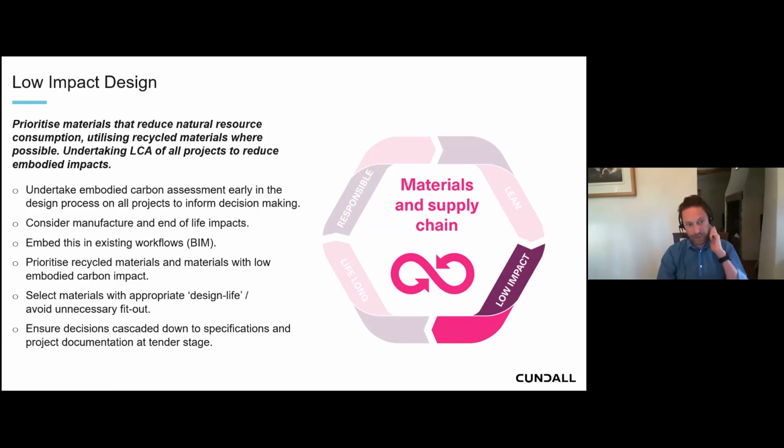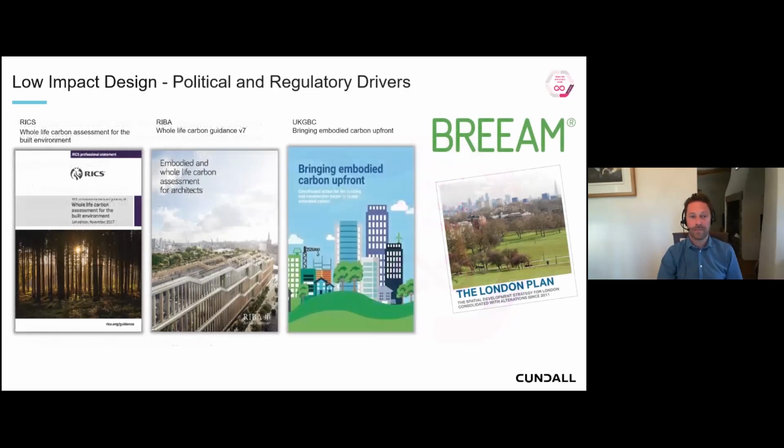So we've linked that through to BIM. And from there, you can prioritize recycled materials with low impact solutions, and look at materials with appropriate design life so that you don't necessarily need to replace them. You've got the inbuilt durability, so they'll last the life of the building. And then we capture those decisions in our specifications.